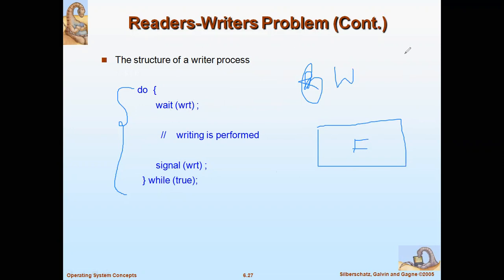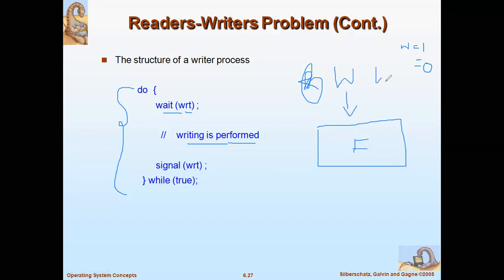What is the actual value of WRT? WRT is initialized to 1. Whenever a writer wants to write into a particular file, it will execute this wait operation. Wait will decrement the value of WRT, so it becomes 0. When it is decremented, the writer will write into this file, that is, the writing operation is performed. After it finishes, it will signal WRT, that is, 0 will be incremented to 1, so that the other writer can come.